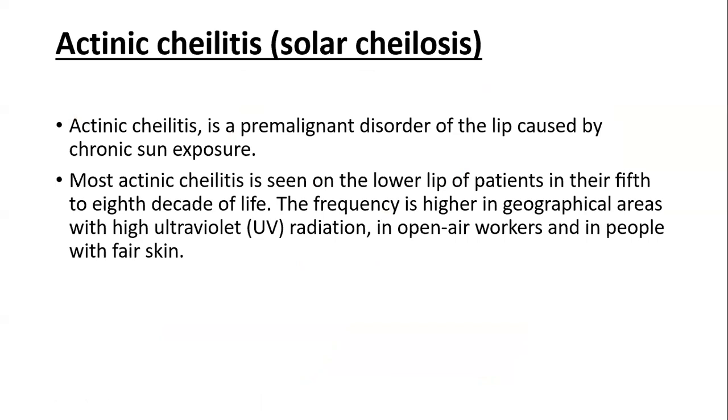Actinic cheilitis is a pre-malignant disorder of the lip that is caused by chronic sun exposure. It is seen mainly on the lower lip of patients in their fifth to eighth decade of life because it is chronic sun damage. The frequency is higher in geographical areas with high UV radiation, and in open-air workers and people with fair skin.